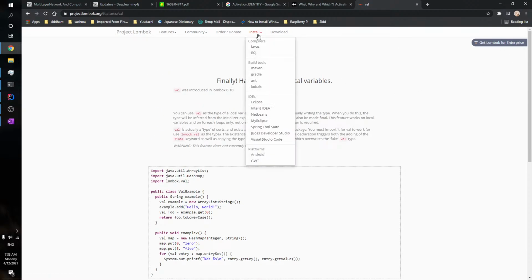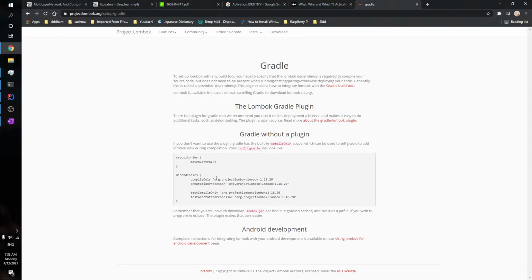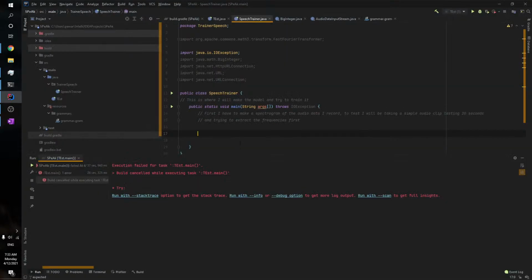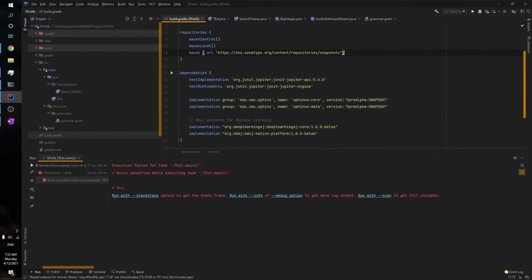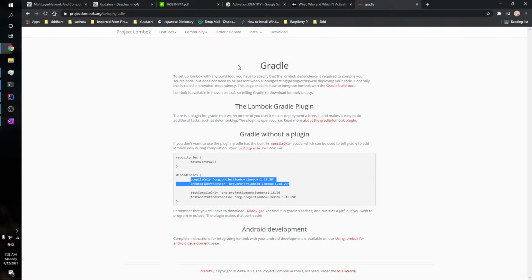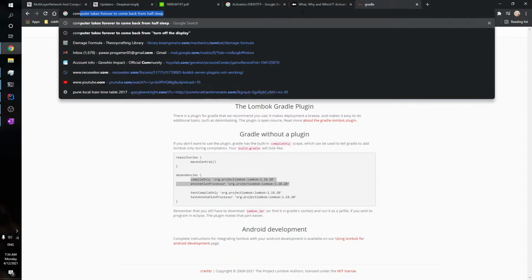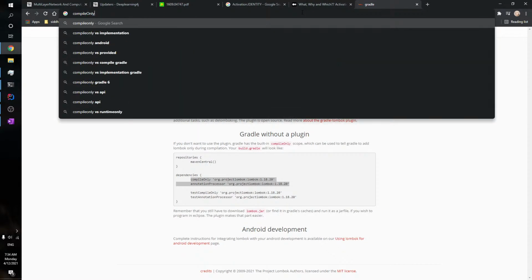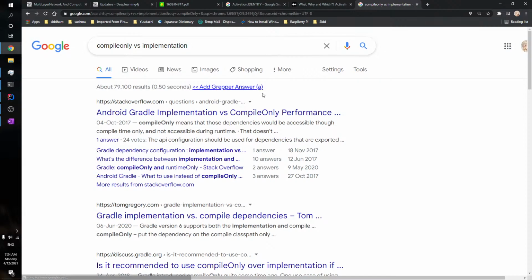Let's go ahead and look for Gradle. So Maven Central, and we shall... Do we need a version? I'm not sure if we need it, so I will include it in my build.gradle. Wait, what is compileOnly? Exactly. Compile versus implementation.